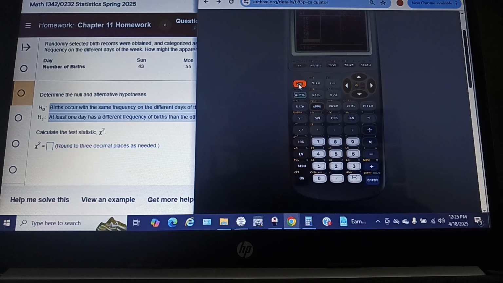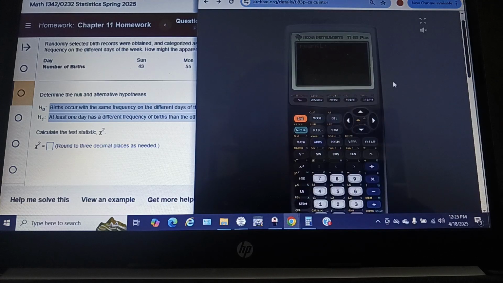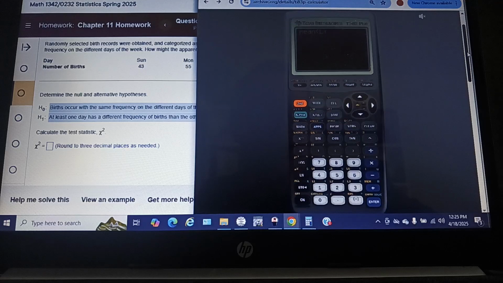Here, if I go second mode to quit the screen, second stat, and right arrow to the math column at the far right, there's one that says mean. The third one down says mean. Choose that, and then tell it second and the number 1, because that's where the data is. So I'm doing the mean of L1, and this will tell me what the average number of births is for the whole week for this sample.